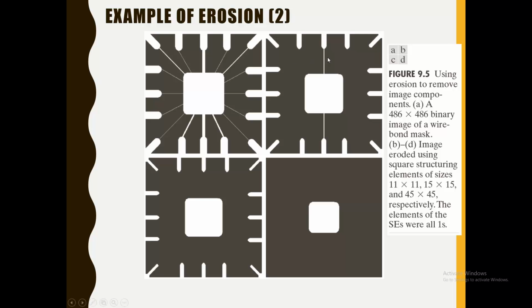If we take a 15 cross 15 pixels structuring element, then this line has also been eroded. If we increase the structuring element size, for example 45 cross 45, you can clearly see in this figure that these lines are also removed. So you only have to remember that the structuring element has to completely fit in the image. Then there is a 1 at the place of the structuring element origin.